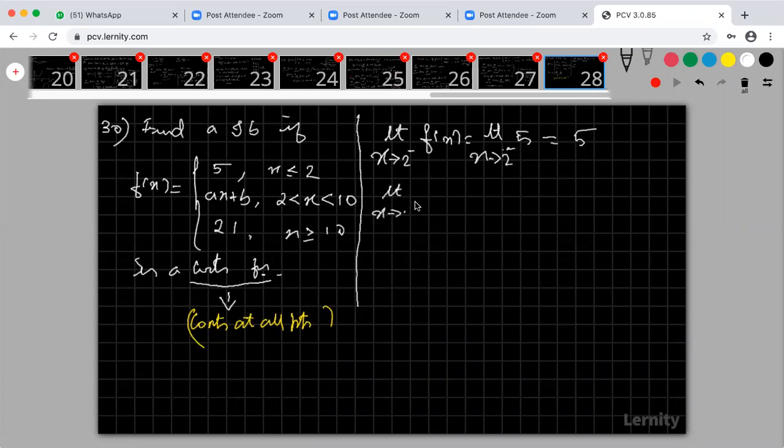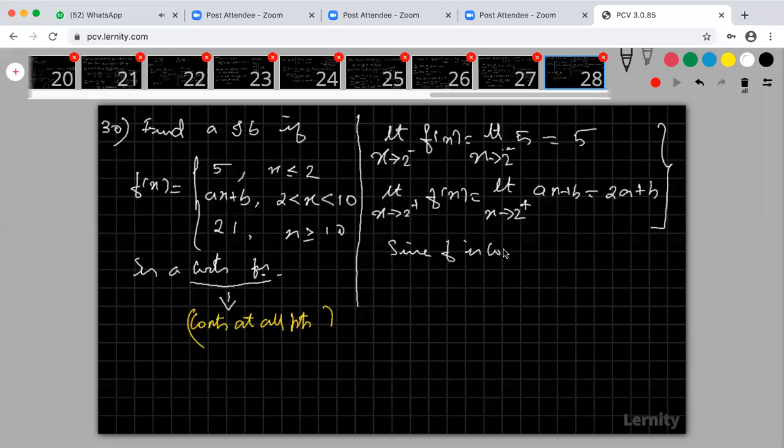Come to the right hand limit. Limit x tends to 2 plus, my right hand limit, this is my ax plus b. Apply x is 2 here, that is 2a plus b. These two are equal. Why? Since f is continuous at all the points, these two are equal. What is that equal? 2a plus b equal to 5. This is equation number 1.